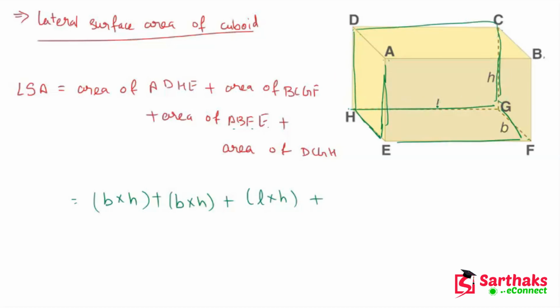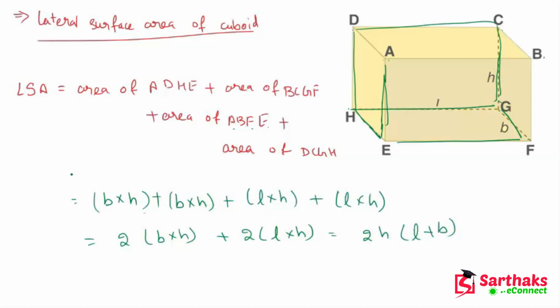Okay, so what is this? Same L into H. So here this will become 2 into B into H, plus 2 into L into H. And from this we can take 2H as common, so we get L plus B.